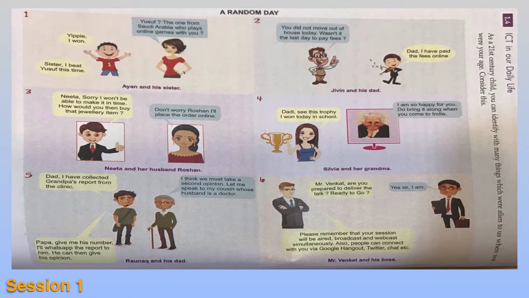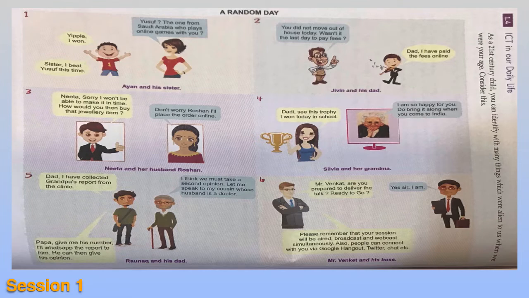And the fifth one is between Ronak and his dad. It's regarding grandpapa's report, which they want to show to a different doctor. They want to take a different opinion regarding the report, the health situation of the grandpa. They want to take a second opinion through ICT, or rather they want to send that report to another doctor to get the second opinion.